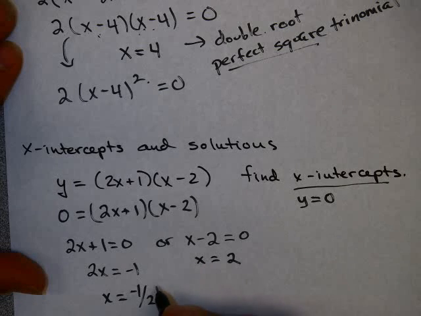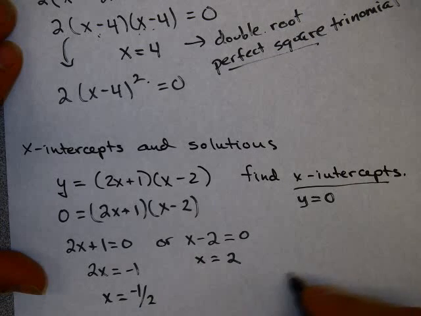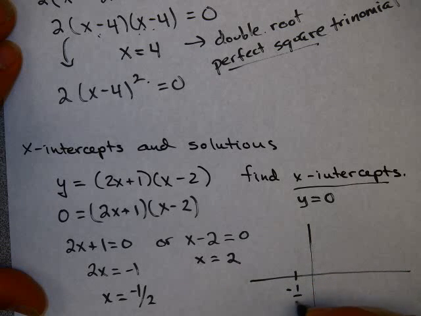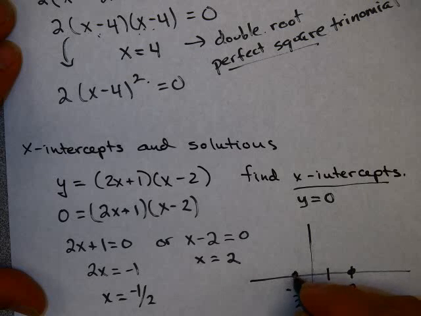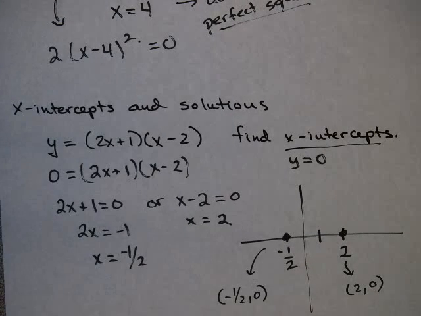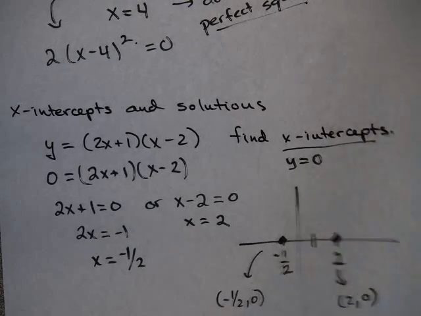If I were to draw this graph, that would tell me that I cross the x-axis at negative 1/2 and at 2. So I cross the x-axis here. So the x-intercepts really are negative 1/2, 0, that ordered pair, and 2, 0, that ordered pair. So that's what we mean by the x-intercepts. So it's really very easy to find the x-intercepts. Let's take a look at this.